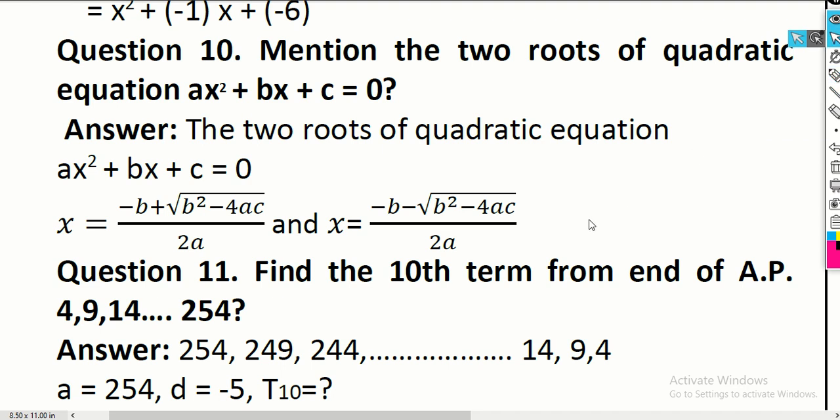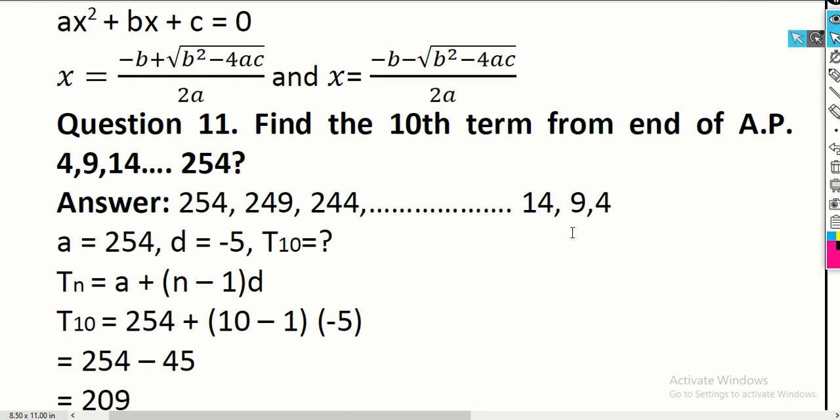Then we move on to the next question. Find the 10th term from the end of the AP. That means from the end of the AP, you have to write the AP in the reverse form. That means a is equal to 254, d is equal to minus 5. You have to find out the 10th term.